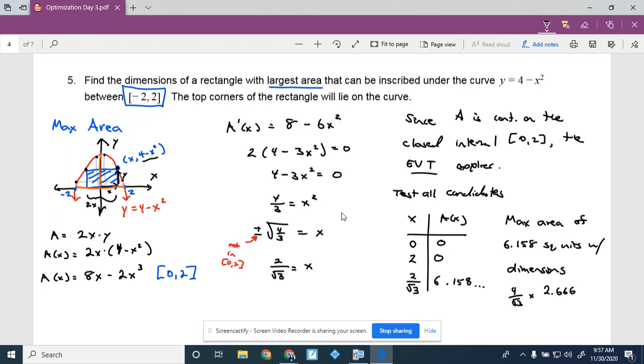Do this optimization problem here. It says find the dimensions of the rectangle with largest area that can be inscribed into the curve y equals 4 minus x squared between -2 and 2. And it says the top corners of the rectangle are going to lie on the curve.